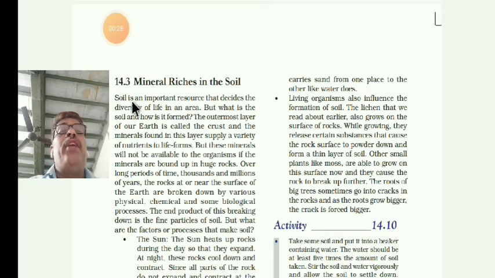So you know that soil is an important resource. Soil is an important resource, meaning a raw material that decides the diversity of life in an area. So if the soils are good, then you will find different varieties of animals living in those areas. Correct or what? But what is the soil and how is it formed?